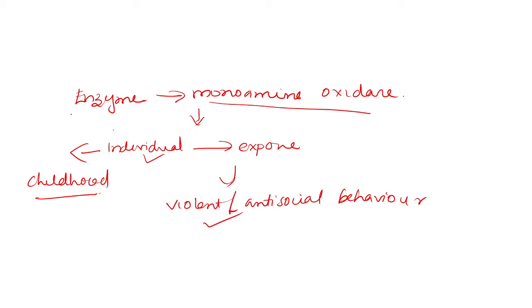So we can say there is some relation between genetics and antisocial behavior. This enzyme is an example of that. Then next is neurotransmitters.